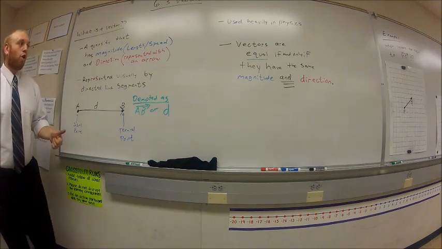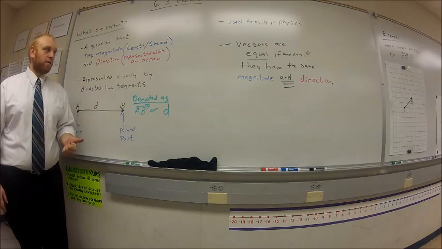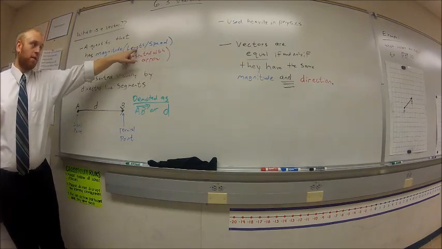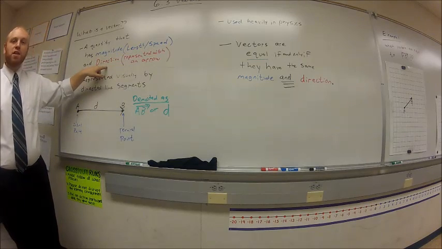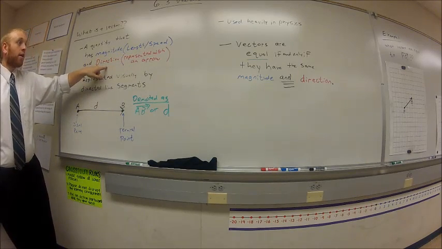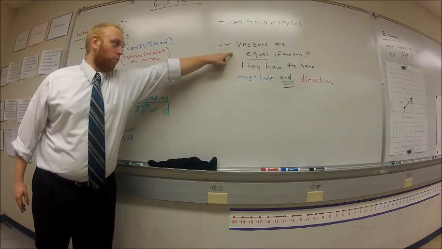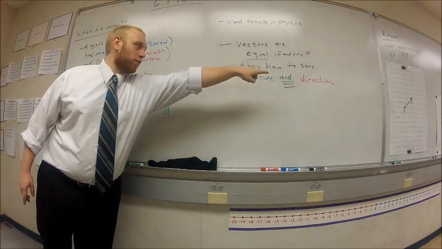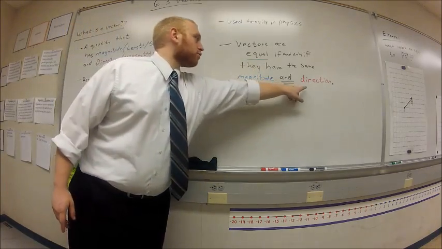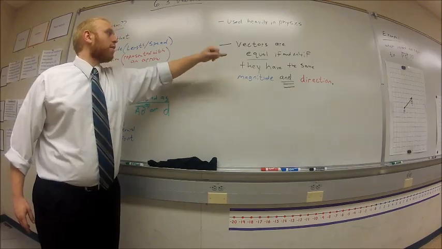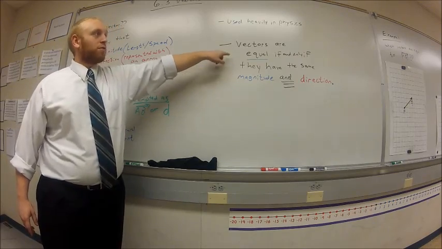Last thing, when are vectors equal? Vectors are equal if and only if they have the same magnitude, so they have the same length, the same speed, and they have the same direction, meaning they're going the same place. Now, this is an if and only if, so it can go both ways, meaning that if they're equal, then we have the same magnitude and direction, and if we have the same magnitude and direction, then they are equal. Now, we're going to look at specific vectors that are equal with examples.